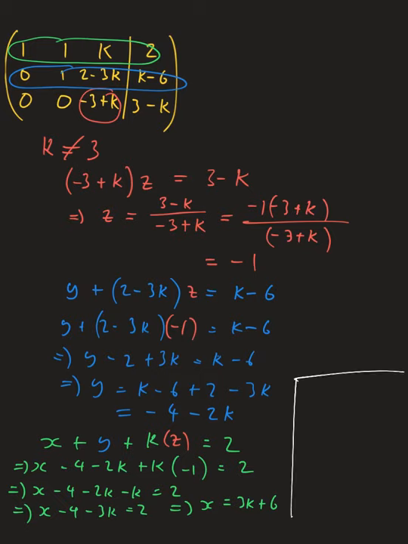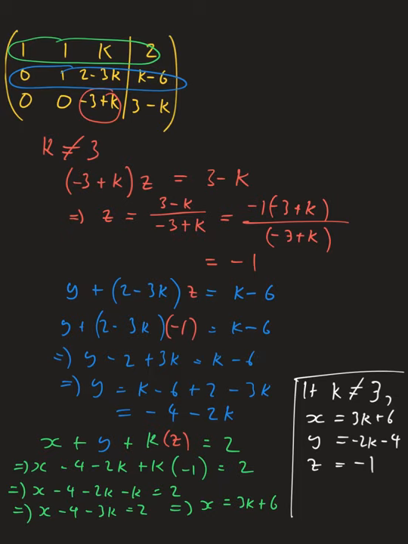So for part A, I have that if k is not equal to 3, then I have a unique solution of the form, where we don't know what k is, so our solution is going to be in terms of k. But if k is anything except 3, there's a unique solution, and it's of this form. X is equal to 3k plus 6, y is equal to minus 2k minus 4, and z is equal to minus 1.